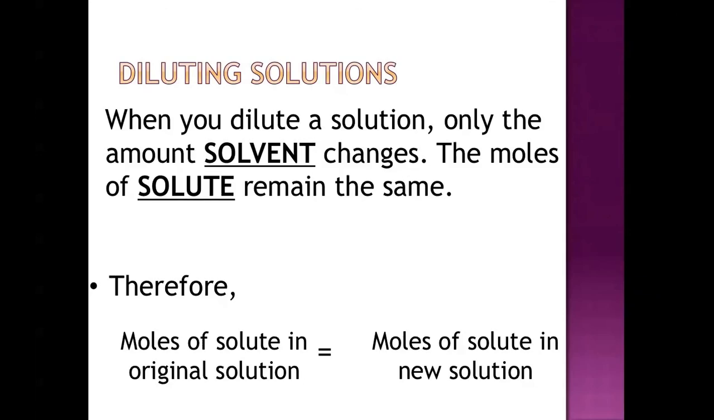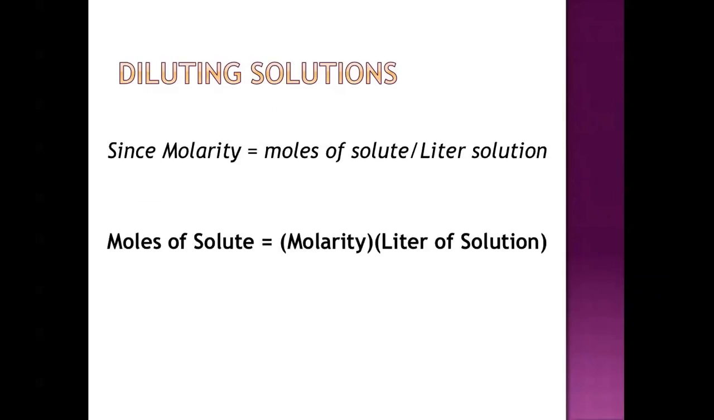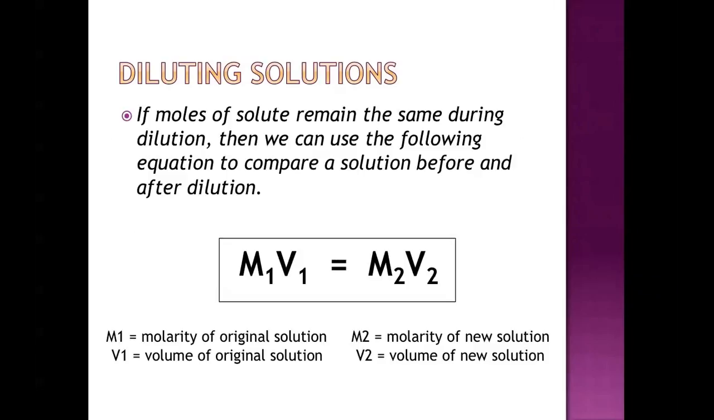So when you dilute a solution, only the amount of solvent changes. The moles of the solute actually remain the same. Therefore, the moles of solute in the original solution is equal to the moles of the solute in the new solution. Since the molarity is equal to moles of solute divided by liters of solution, we can rearrange that to solve for moles of a solute, so that moles equal molarity times the liters of solution.